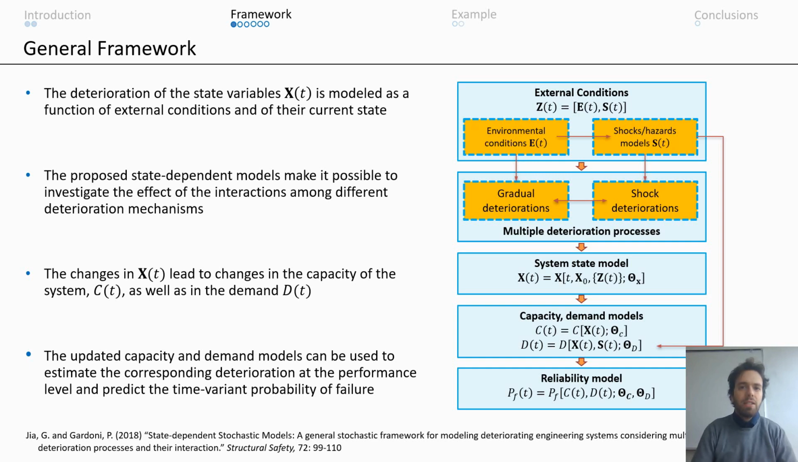Once we have obtained the evolution of the state variables over time, we can relate it to the change in both the capacity and the demand for the system, which in turn can be used to estimate the corresponding deterioration at the performance level and predict the time-varying probability of failure. For the rest of the presentation, I will focus on the modeling of the evolution of the state variable x, which is a fundamental part of this framework.